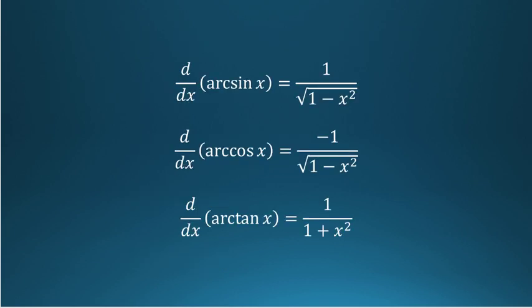Finding the derivatives of arc cosine x and arc tan x require the same kind of method overall. You're going to take the cosine or the tangent of both sides. You're going to implicitly differentiate. You're going to use a Pythagorean identity, and then you're going to make a substitution back. And you find that the derivative of arc cosine x is minus 1 divided by the square root of 1 minus x squared. And you find that the derivative of arc tan x is 1 over 1 plus x squared.